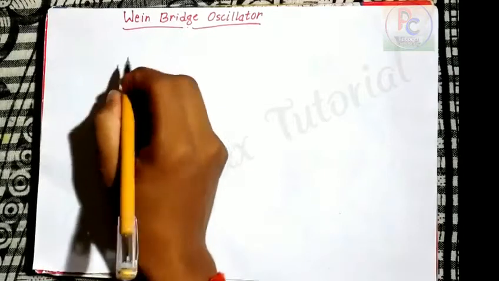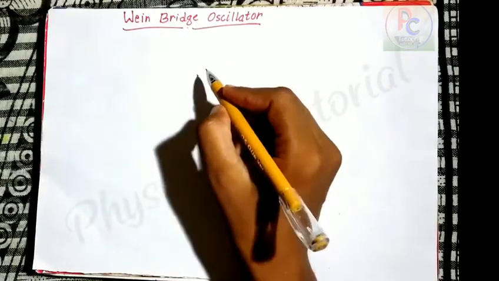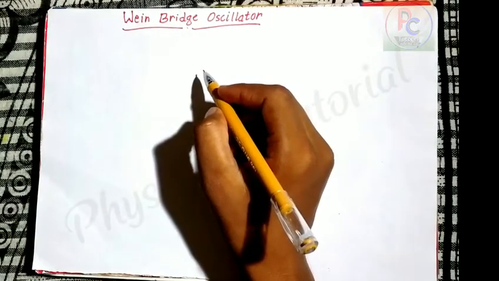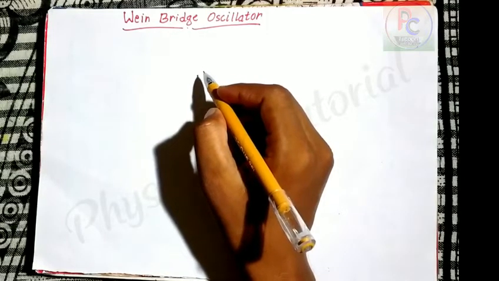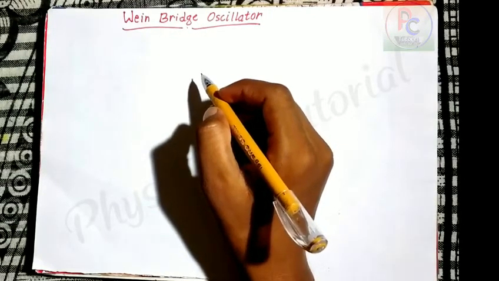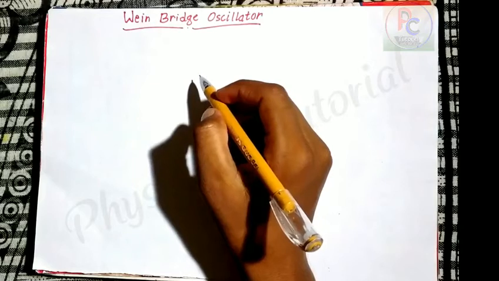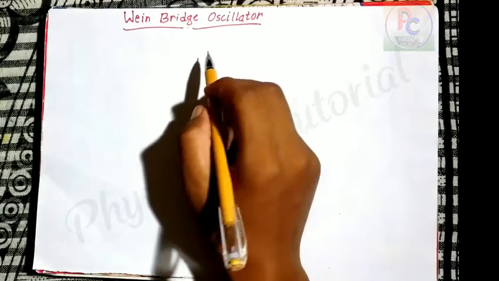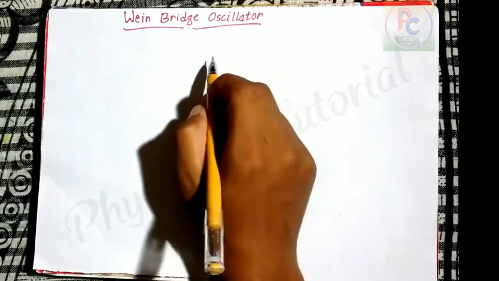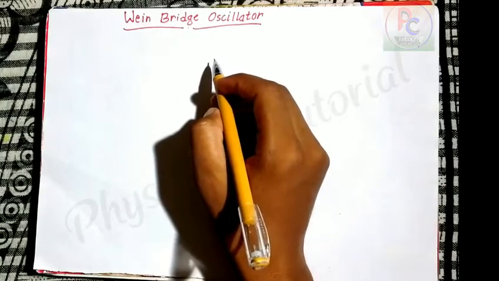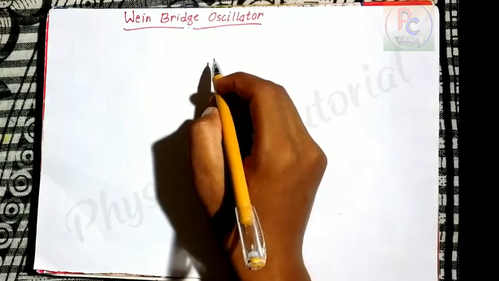So, the Wein-Bridge oscillator is a harmonic oscillator which produces a sinusoidal signal. It generates a sine wave in the range of audio frequency, and we know the range of audio frequency is 5 Hz to 1 MHz.